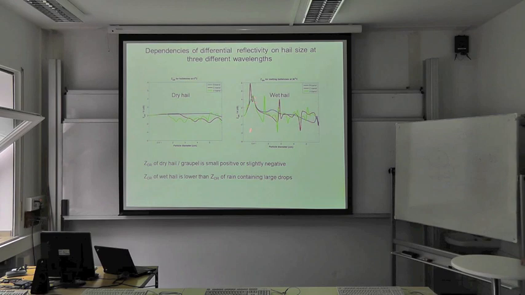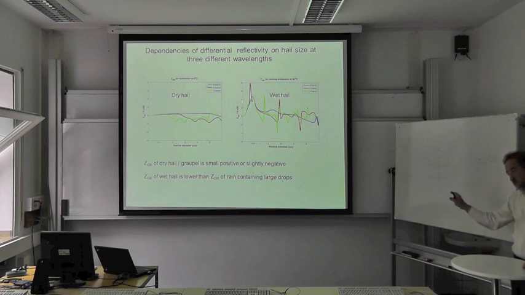But one thing which is clear is that we have a very strong resonance at C band, for raindrops of about six millimeters. That produces a lot of problems for C band. In other words, C band may not be a very good wavelength for radar meteorological applications. If wet hail is mixed with rain, this signature can overwhelm the signal from hail so much that differential reflectivity in melting hail at C band is not small, as opposed to S band.